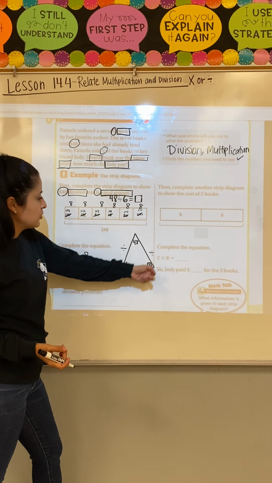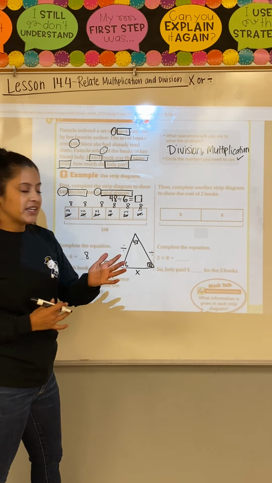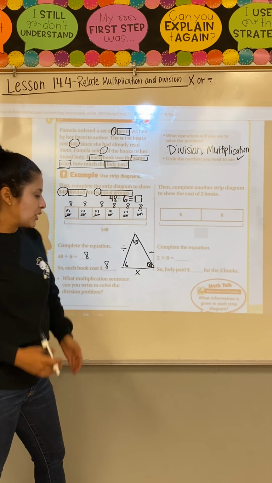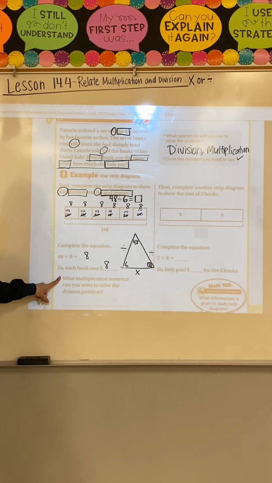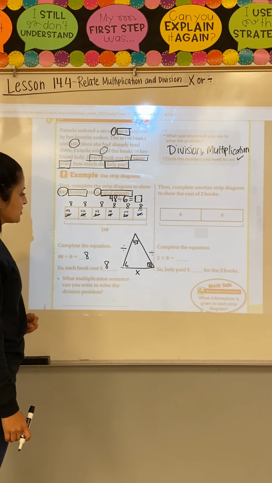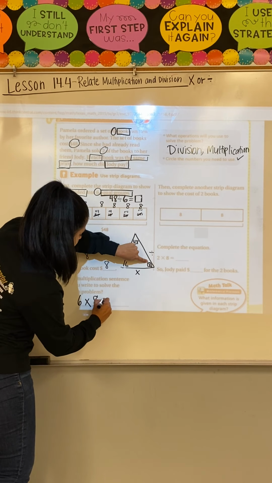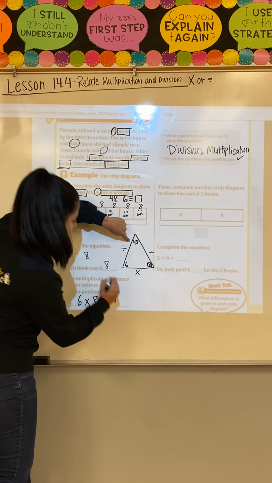Well, draw your fact family triangle out. Use multiplication to help you find that missing number. We got the same thing both ways. So what multiplication sentence can we use to help us solve this problem? Well, 6 times 8 is 48.